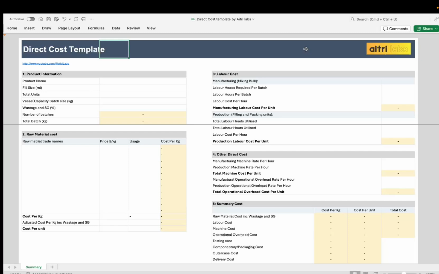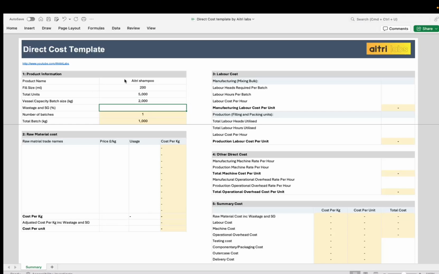Let's dive in. Step 1 is to enter some basic product information. In this scenario, my product name is going to be, of course, Aitri Shampoo. So my shampoo size is going to be 200 ml. I'm starting small with my Aitri Shampoo business, so I'm going to be starting with 5,000 units. The vessel capacity that I'll be manufacturing my product in, I've been told, can make 2,000 kilos. I'm going to put that figure there. It's a very important number.